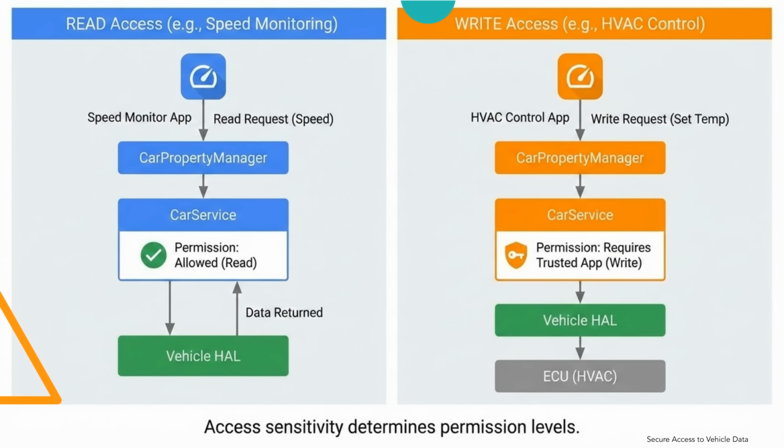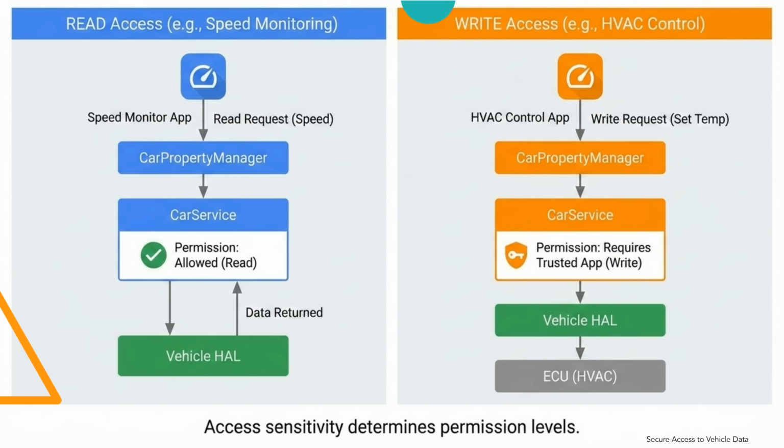Consider a speed monitoring application. It requests vehicle speed using Car Property Manager. The request flows to Car Service. Permission is validated, then forwarded to vehicle HAL. If allowed, data is returned to the application.